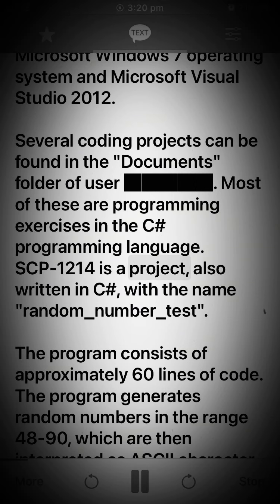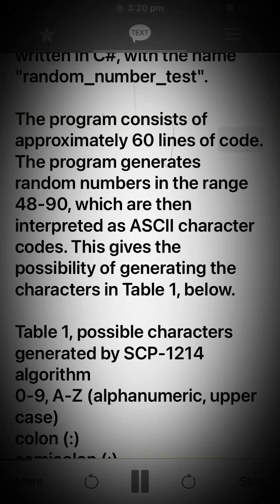SCP-1214 is a project, also written in C#, with the name Random Number Test. The program consists of approximately 60 lines of code. The program generates random numbers in the range 48-90, which are then interpreted as ASCII character codes. This gives the possibility of generating the characters in Table 1, below.